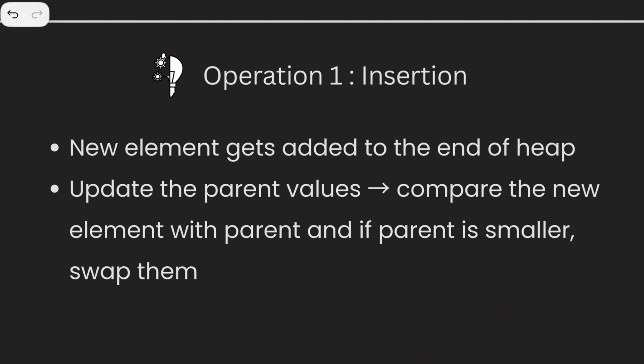So the process to insert a new element is very simple. You always add that element into the end of the heap. Now adding that value to the end of the heap will still maintain binary nature and it should be a complete binary tree. No problem there. But the value of that particular node might not be smaller than all its parents. So what you need to do? You need to compare the new element with the parent, and if parent is smaller, you swap them.